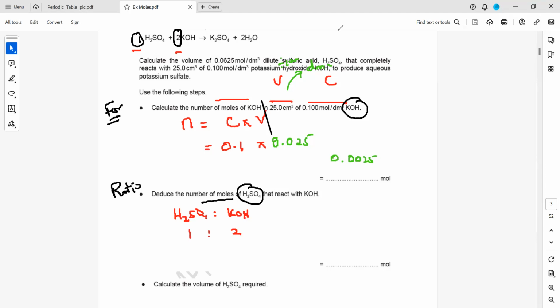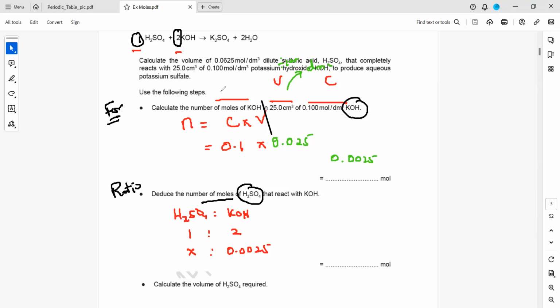But in the question, we don't have 1 mole. How many moles do we have for KOH? The moles of KOH is 0.0025. So how many moles of sulfuric acid should there be? X. So the first part we solve by using a formula. The second part we solve by using a ratio.